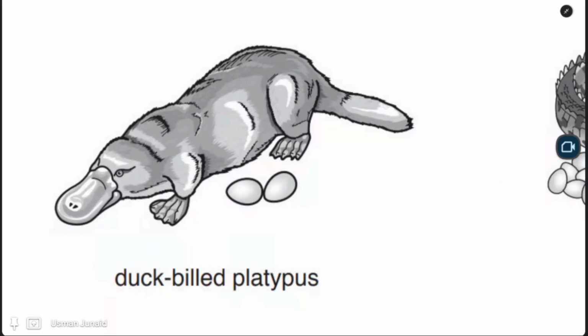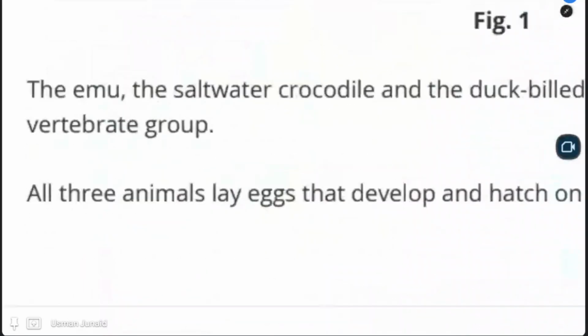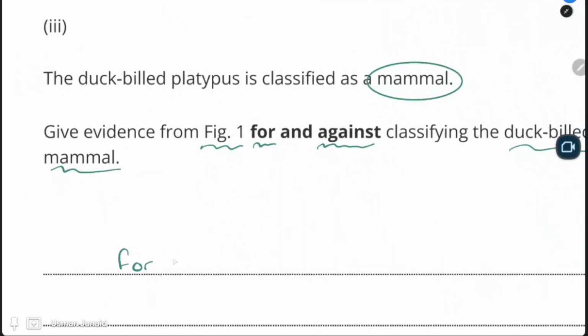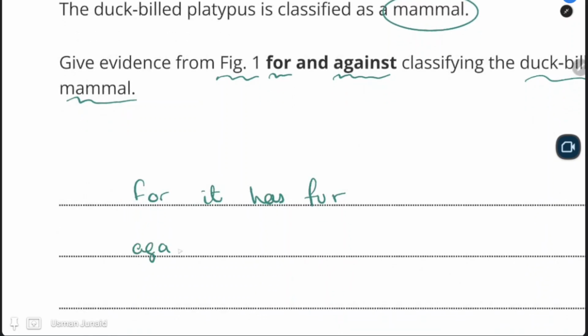Right, and a webbed beak. So, it has fur. So for the evidence for, we can say it has fur. And against, what can you write? Against, we see that it has webbed feet. It has eggs, and mammals do not lay eggs; they have live births, right? So you can write it lays eggs. Okay.